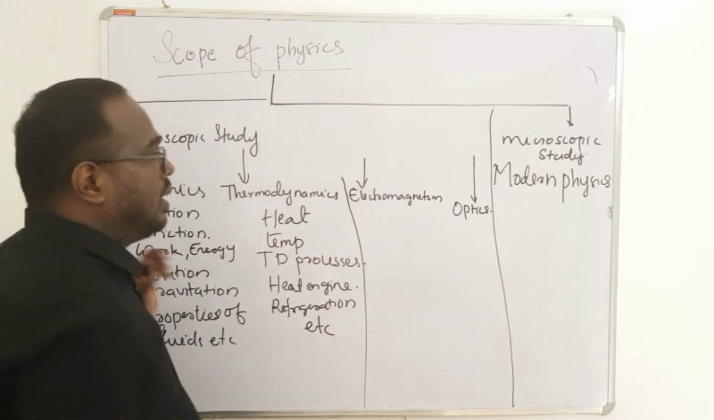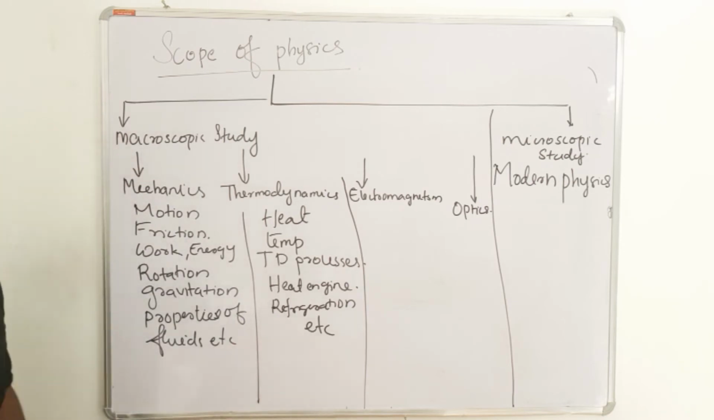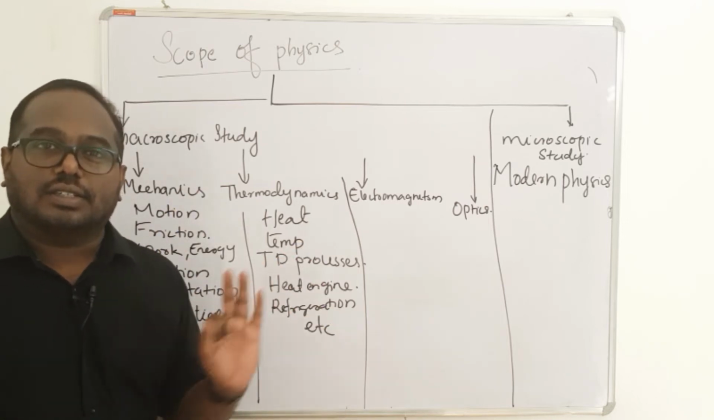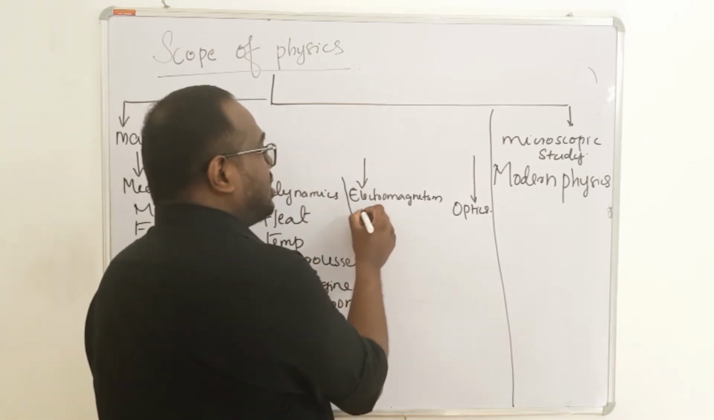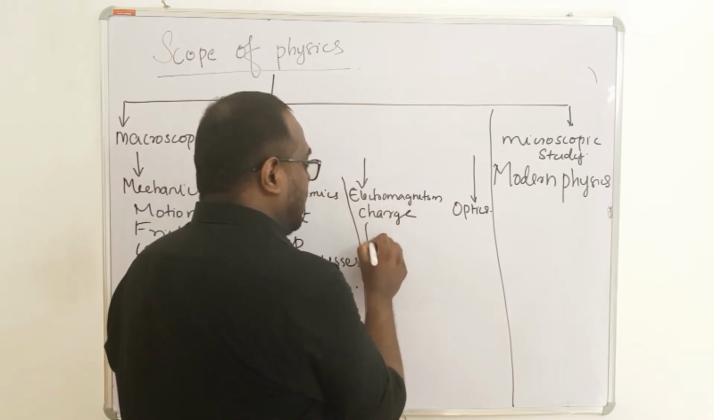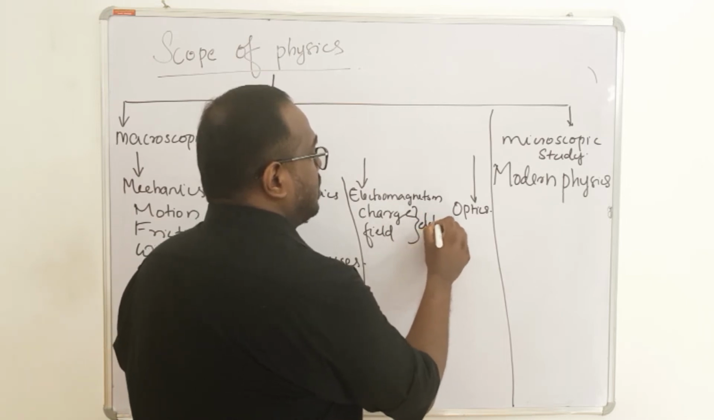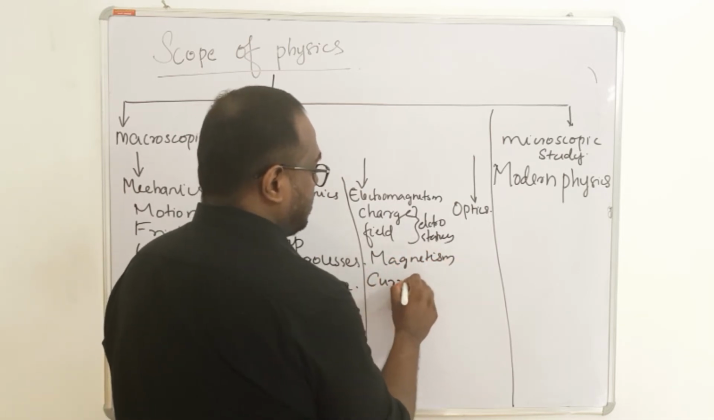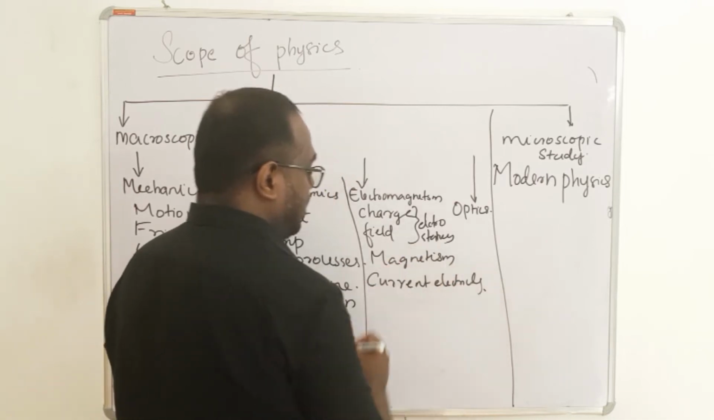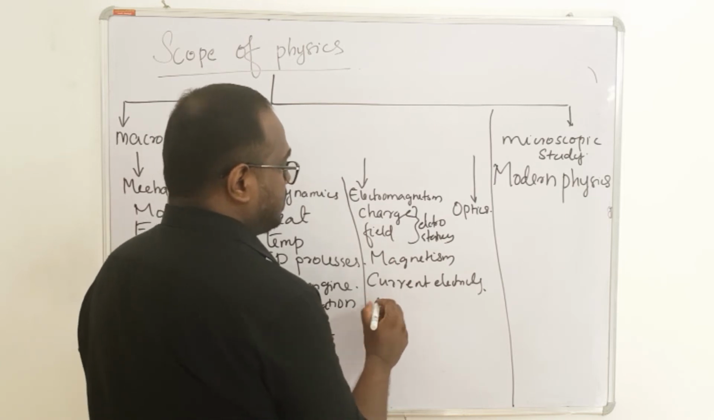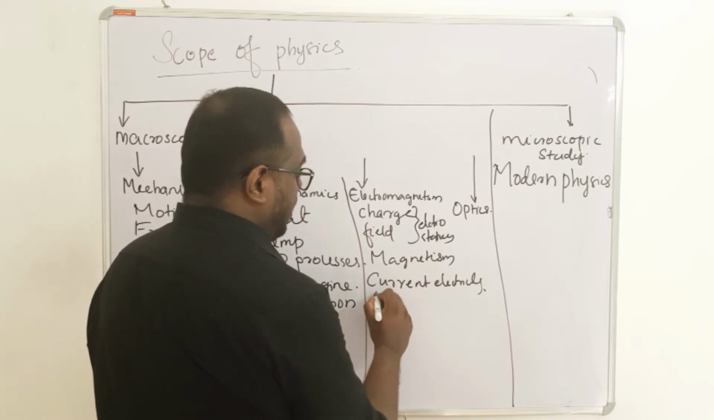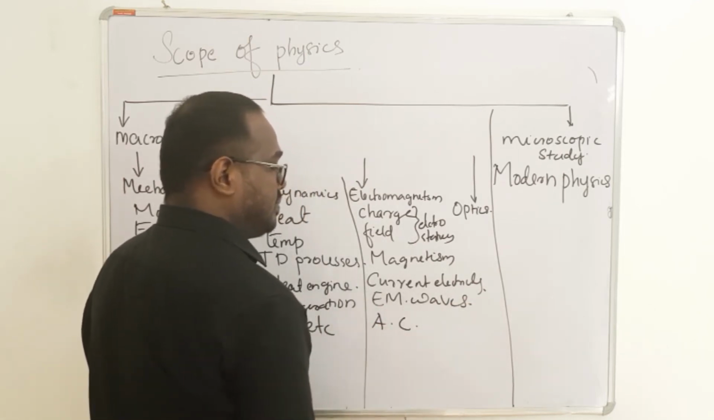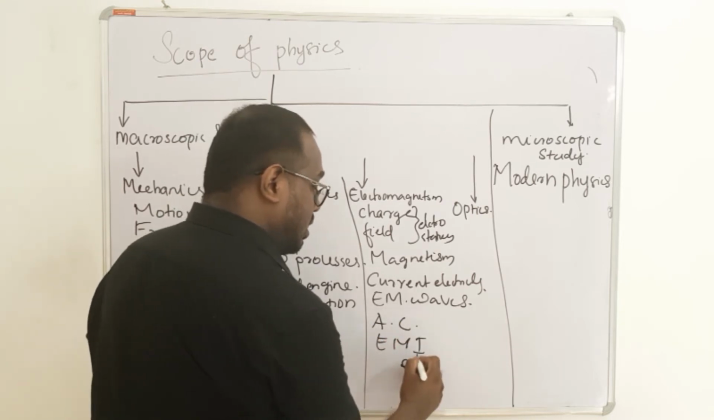Then, in electromagnetism, look at this. These two things you will study in 11th grade. These are your chapters. We have to cover all these topics in grade level. So next is electromagnetism. In electromagnetism, you will study charge, field. This is in electrostatics. Same thing, magnetism, current electricity, EM waves, electromagnetic waves, alternating current, electromagnetic induction, etc. Lots of things you have to study.